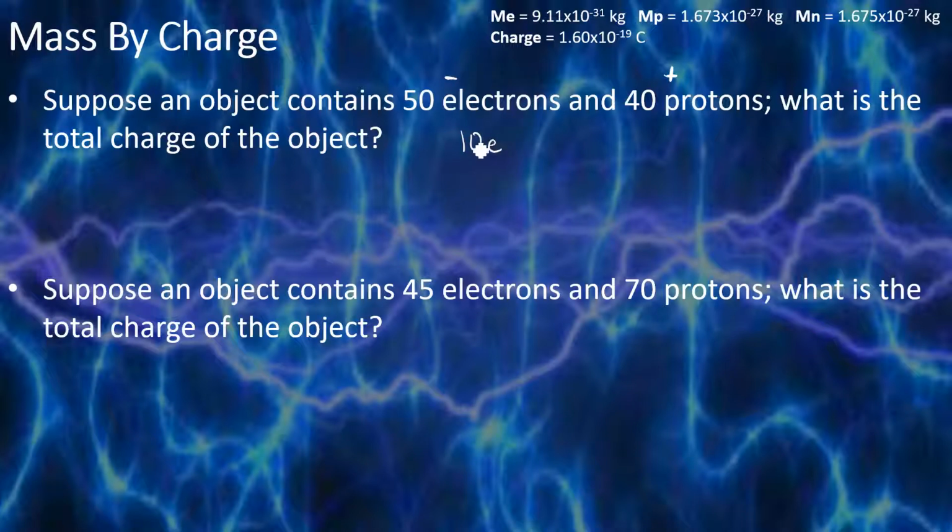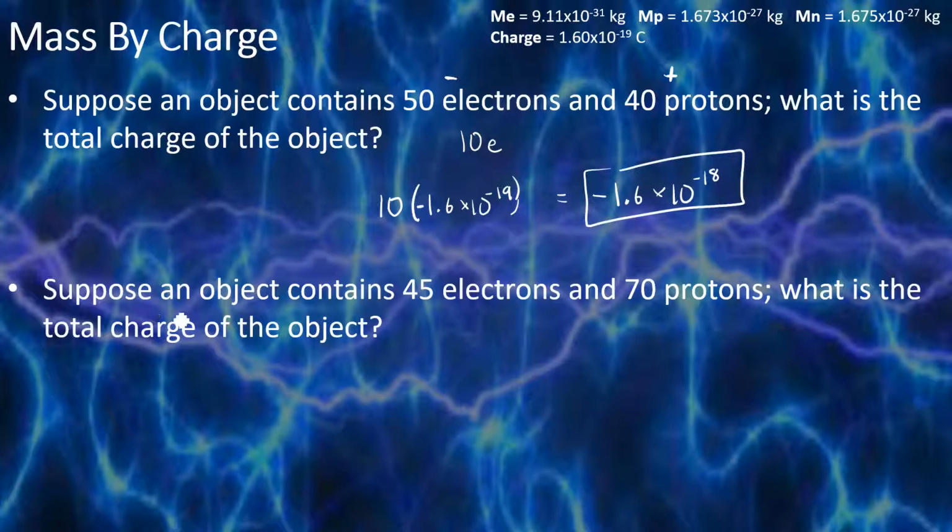So we are going to have a negative charge, and we take a look at our charge right here. Since we have 10 electrons times 1.6 times 10 to the negative 19, and this will be negative because we are talking about an electron, we're going to go ahead and get negative 1.6 times 10 to the negative 18 after all is said and done. Let's take a look at the next one.